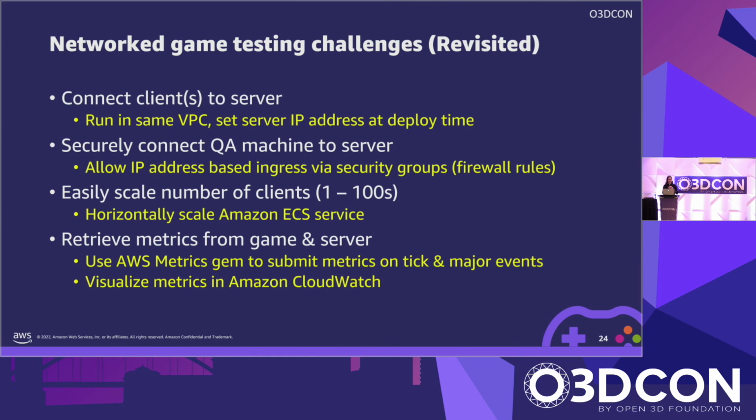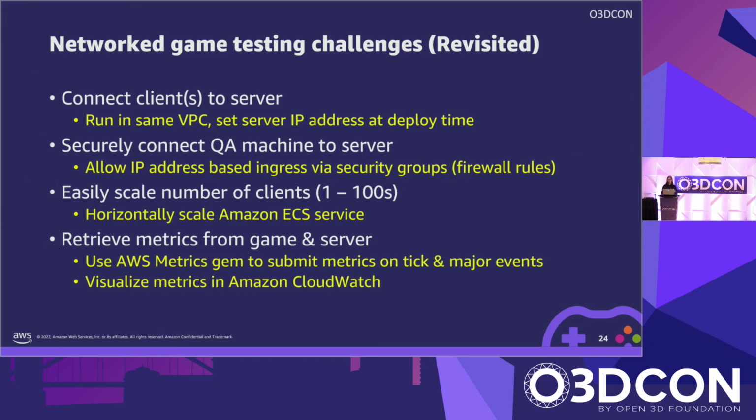Okay, so to close things off, I want to revisit those network game challenges I brought up earlier and talk about how we ended up addressing them, at least in this first iteration of our test tooling. So client connections to the server, we got those working by running our server and clients in the same network in AWS with a predictable IP address so that the clients could discover the server. And our playtesters and developers can securely connect to the server because we've configured the firewall rules to recognize them but to block others.